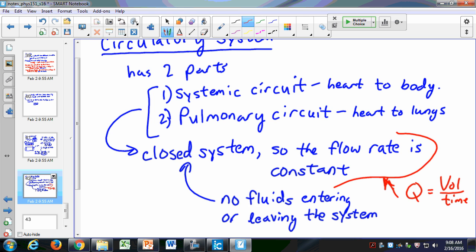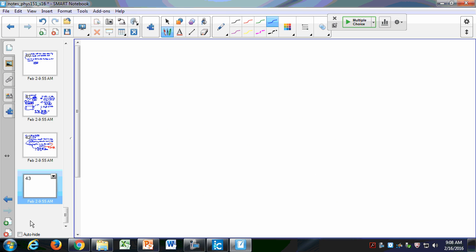Whenever you have viscous flow, go back to our Poiseuille equation. Remember, our Q is equal to pi r to the fourth times delta P. R is just the radius of your pipe or your tube. Delta P is your pressure differential, the change in pressure as it flows along, divided by 8 eta L. What does this variable represent, the Greek letter eta? That represents the viscosity.